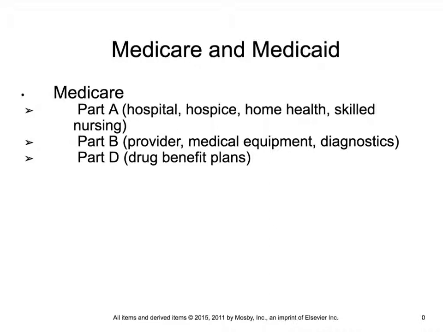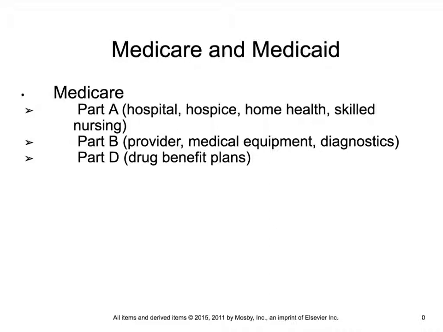Part A is going to cover your organizational services such as hospitals and home health. The Part B is actually optional. It provides healthcare provider payments, medical equipment, and different diagnostic tests. So it depends on the person's medical history and if they need that or not.